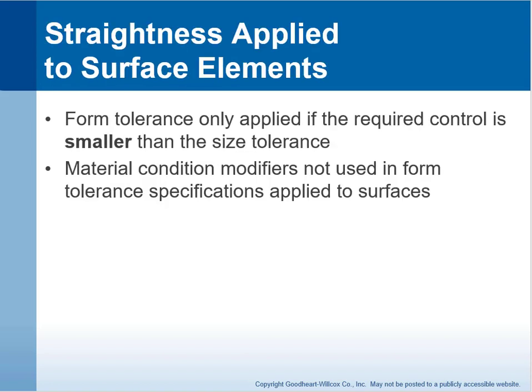Okay, straightness applied to surface elements. Form tolerances are applied only if required. The required control is smaller than the size tolerance. Like I said before, you could put a real tight size tolerance on there and that will automatically control the form. That's per Rule 1 of GD&T. But if you want to use a larger size tolerance, then you might have to control the form to a tighter tolerance. Material condition modifiers are not used in form tolerance specifications applied to surfaces.